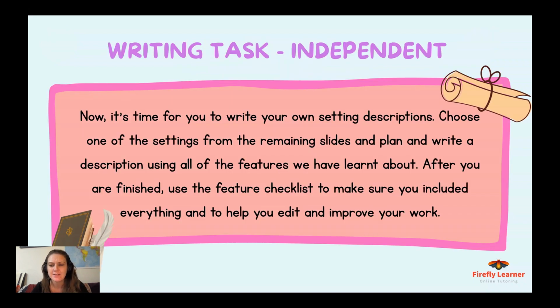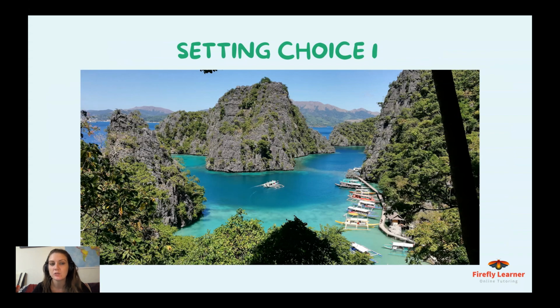Okay, so now you've had a little practice, it's time for you to try and write your own setting description. I'm going to show you some example settings that you can use, and I want you to try and use all the features that I've just talked to you about and write your own setting description. I will also give you a checklist that you can go back and check to see have you included everything in it. So remember, when you're describing your setting, you're describing what you can see, hear, feel and smell in this particular place at the time in your story.